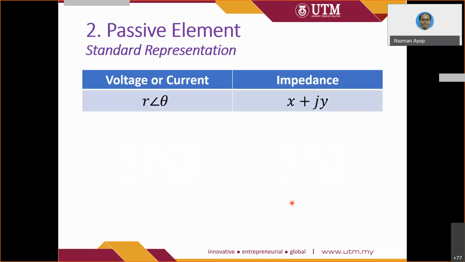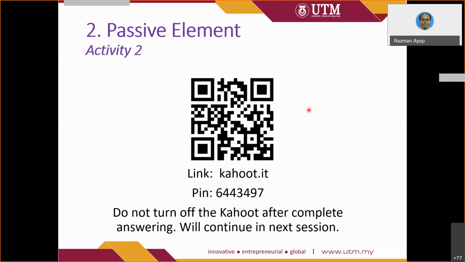This one is also a standard representation. You need to know that voltage and current need to be represented in polar form, and impedance is represented in rectangular form. So if you have any answer, make sure that you use the correct form. So we move on to the next activity.